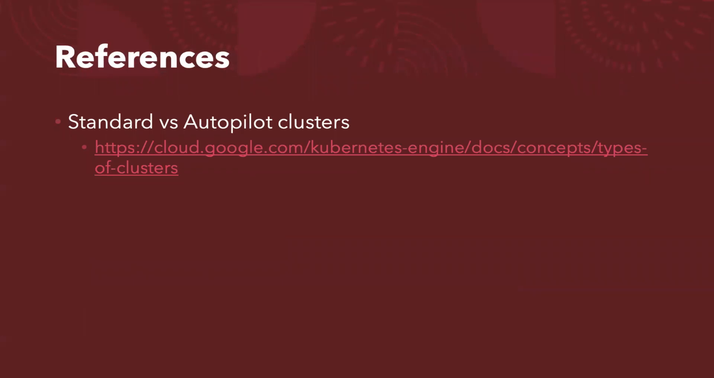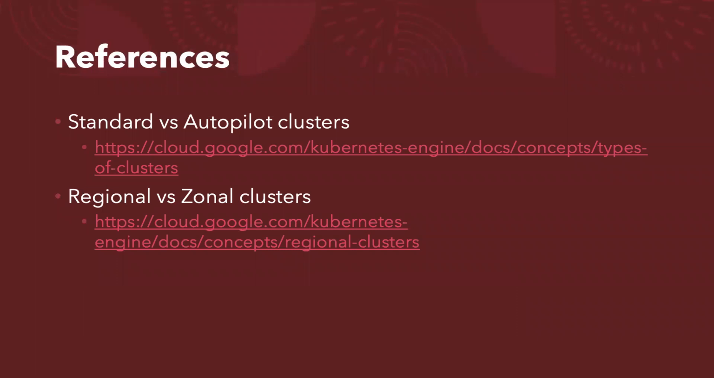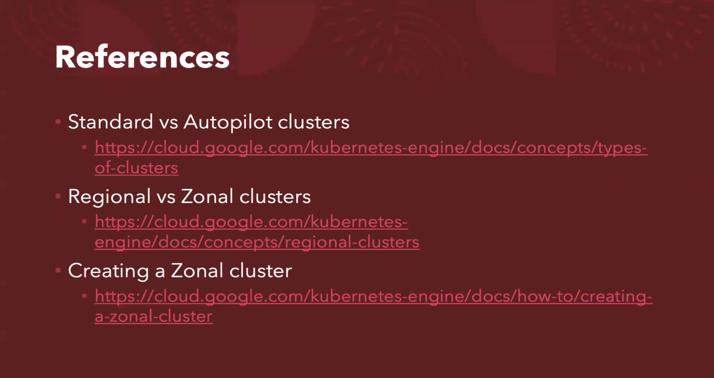So that's pretty much all I want to cover for now. There are a few reference links if you want to know more details. First of all, the standard versus Autopilot cluster: what are the differences? Here is an official link from Google Cloud. Here is an official link about regional versus zonal clusters. And here is an official link on how to create a zonal cluster. From there, you can see the rest of the options, like how to create a regional cluster, a private cluster, an alpha cluster, etc.